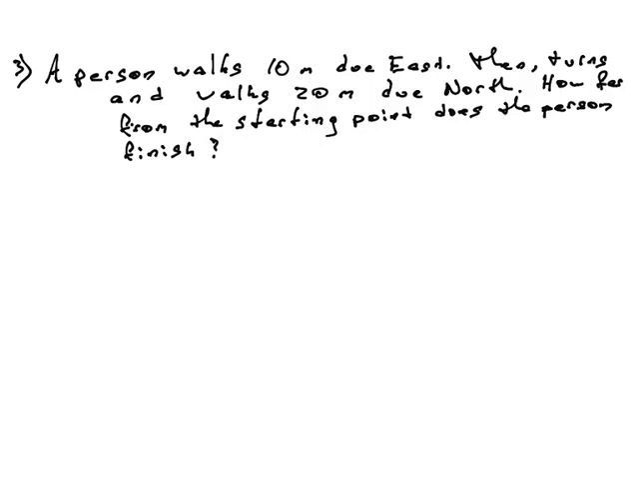This is a classic sum of vectors type problem. We have two different vectors, a displacement or a distance traveled of 10 meters in one direction, and then after that 20 meters in another direction. And I want to know where they end up. So let's draw our two vectors.